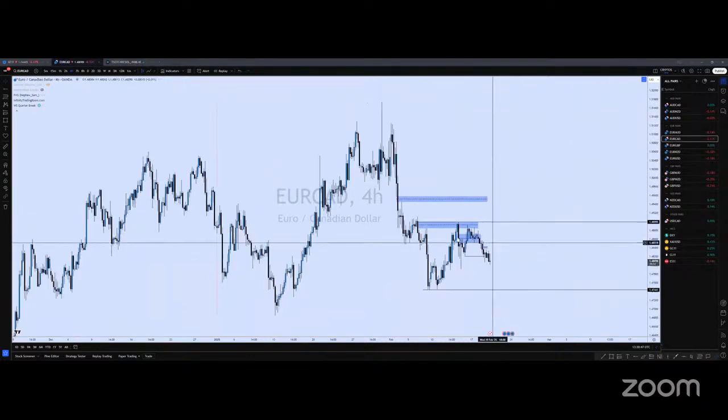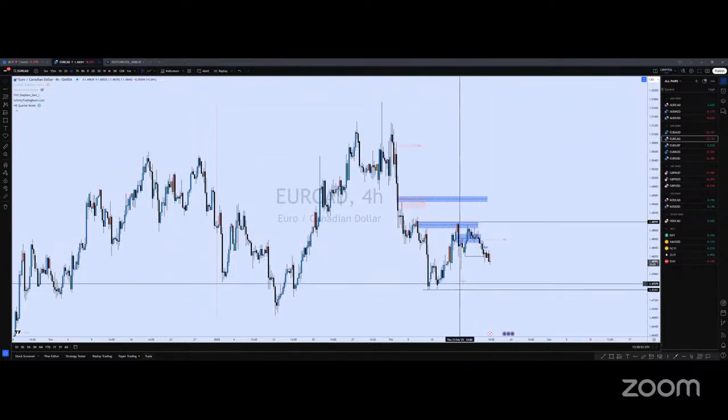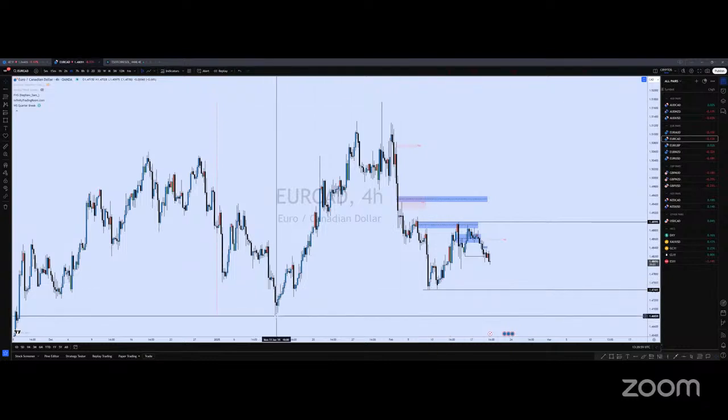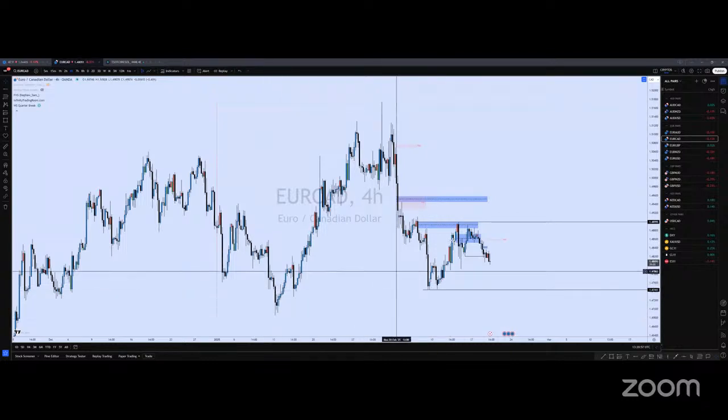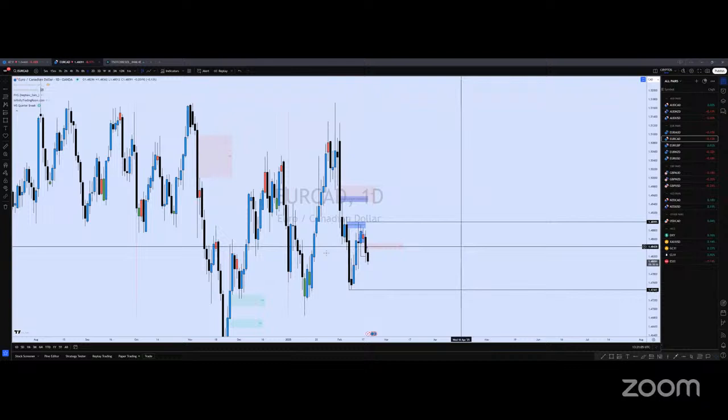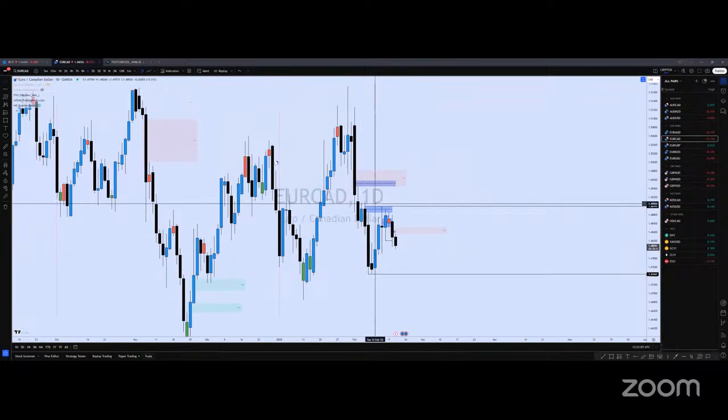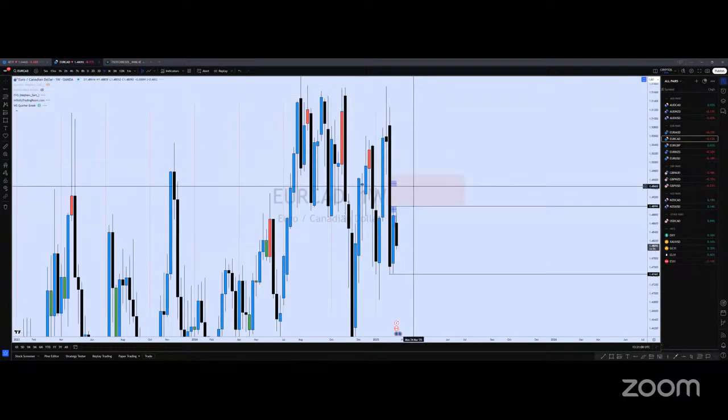EuroCAD, last week's trade is still running. I'm still in that, expecting them to go for this equal low and then potentially that one as well. So if you did catch the EuroCAD, that's a good one. Still running, even though I'm not really confident with the fact that they've left last week's high still open.